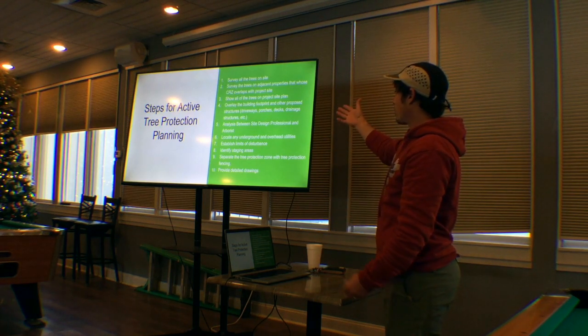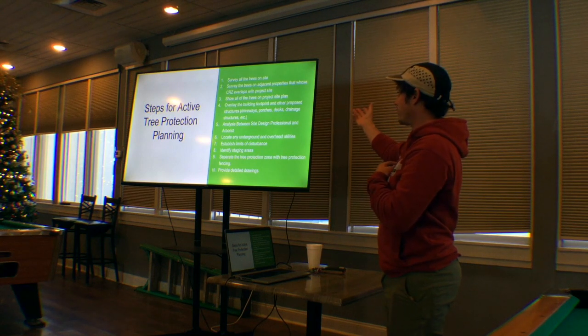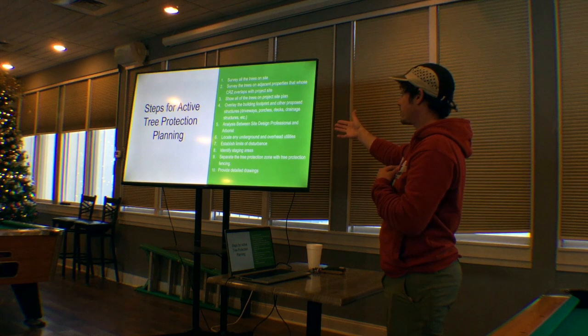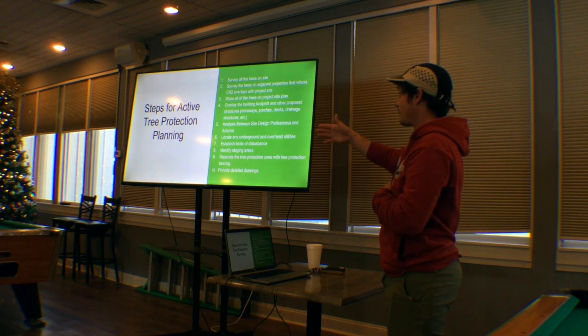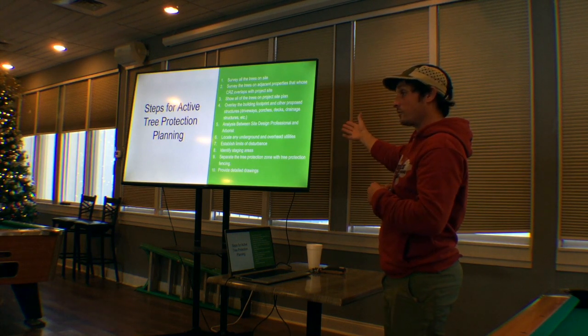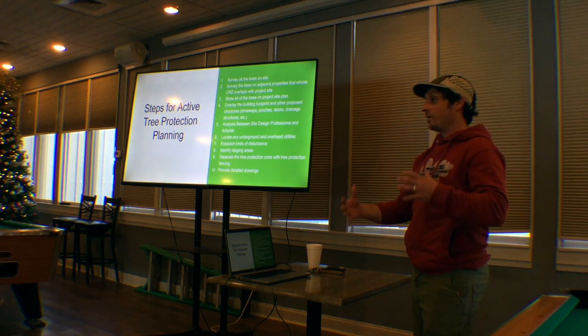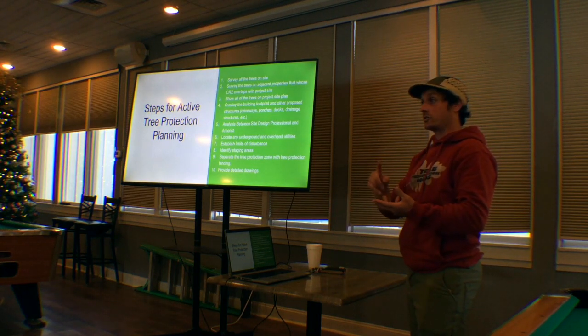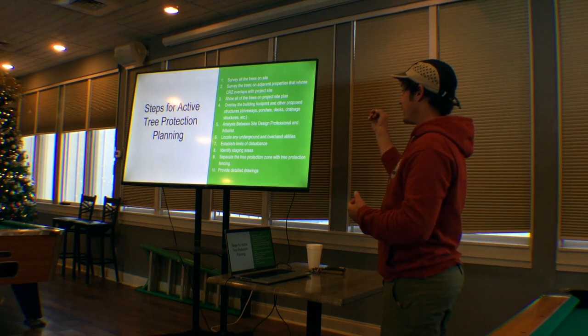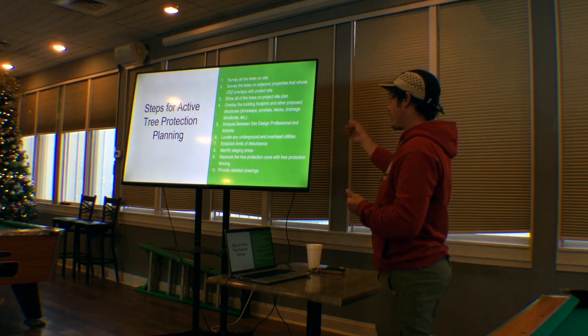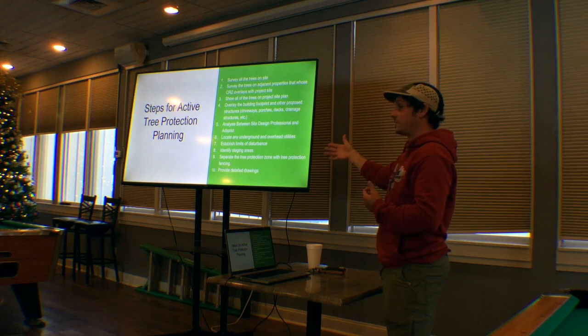So, show all the trees on the site plan, overlay building footprint and other proposed structures, analysis between site design and an arborist, locate these utilities, establish limits of disturbance. Limits of disturbance are basically how far you can drive in, what you can bring, the weight of the machinery, storage stuff, materials, etc. Identify staging areas, separate the tree protection zone with tree protection fencing, right?